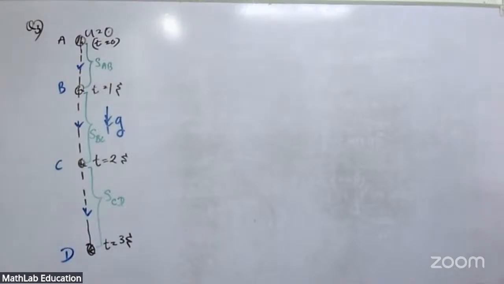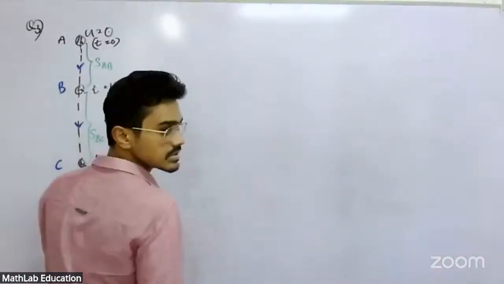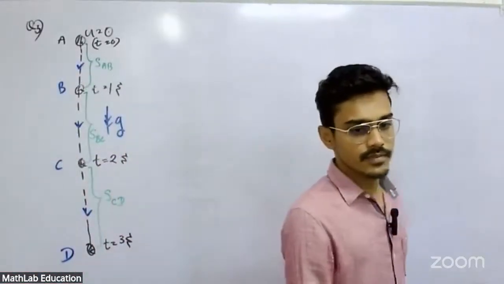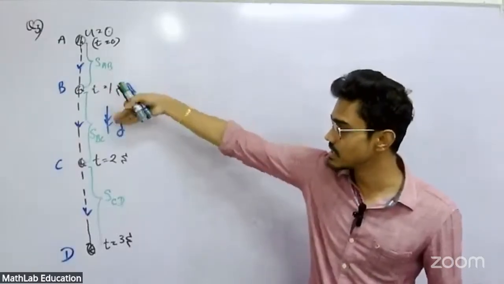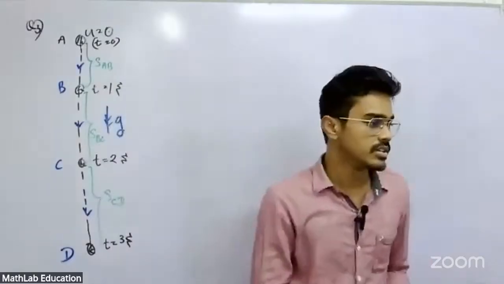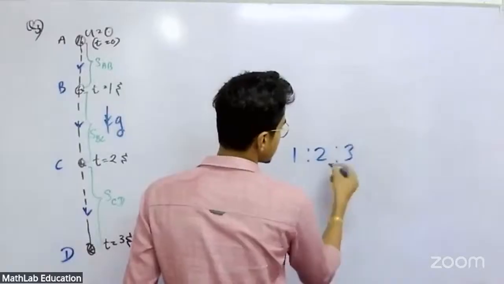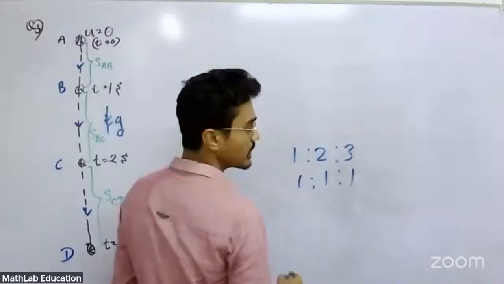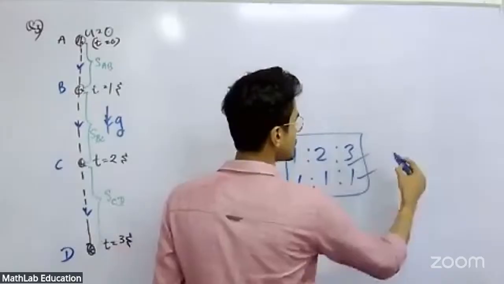The ratio is asked. Read the question. It's about the ratio, the ratio of these three. We have to find all three amounts, SAB, SBC, and SCD, to get the ratio. A ratio is something like 1 to 2 to 3, or 1 to 1 to 1. So this is called a ratio. We need the ratio among these three.